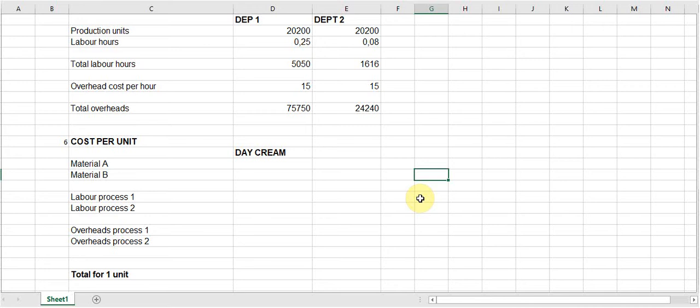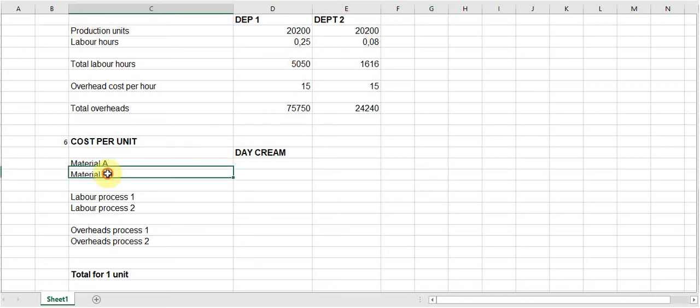We need to know what it costs so that we know what the markup is and that we should sell it for more than the total cost of that bottle. So if we make a bottle of day cream and it costs us 500 Rand, we cannot sell it for 500 Rand or less. It needs to be sold for more.